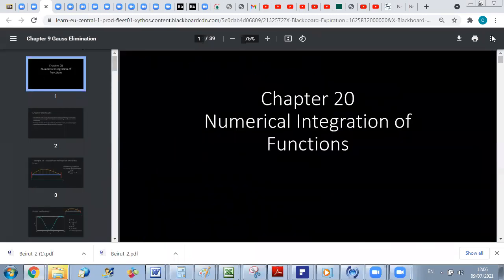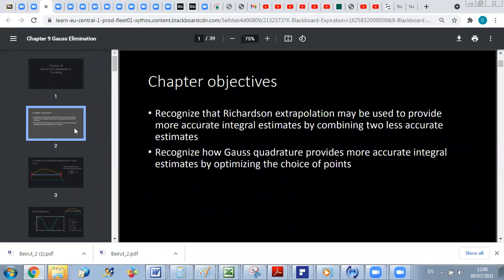Today we will start a new chapter, and in this chapter we will develop numerical techniques to get more accurate integration, numerical integration. The main objective of this chapter is to recognize that Richardson extrapolation may be used to provide more accurate integral estimates by combining just two less accurate estimates.